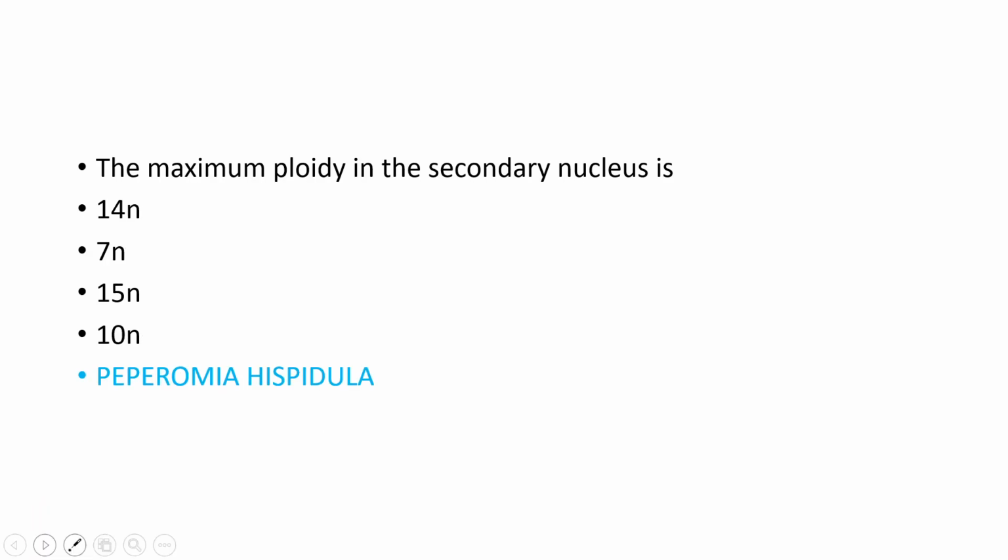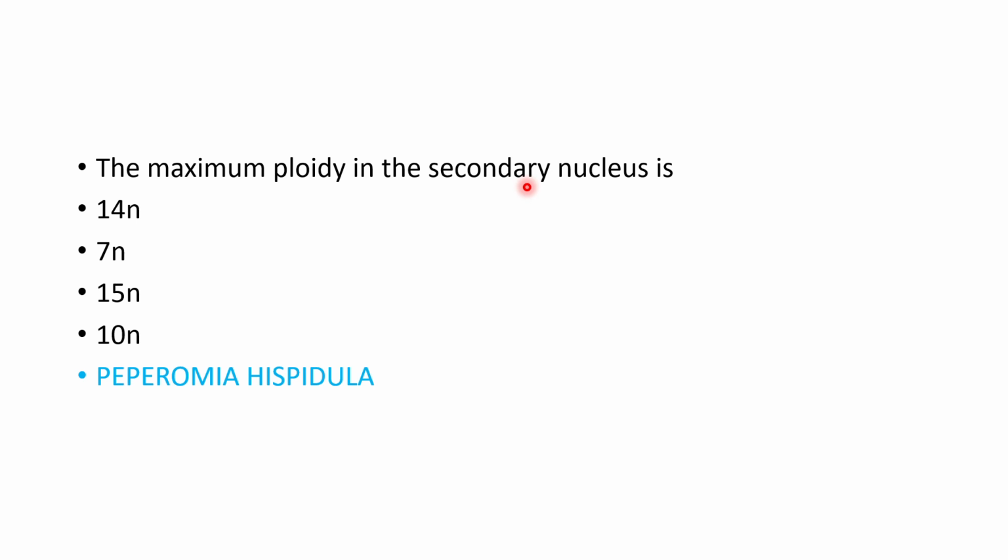Moving to the next question. The maximum ploidy in the secondary nucleus is, the answer will be 14N. Now, how did I come across this answer? Because there is a plant species called Peperomia hispidula. This plant is said to have been reported with the highest secondary nucleus. What is secondary nucleus? It is formed by the fusion of the two polar nuclei in the central sac. That is how the primary endosperm nucleus is formed.